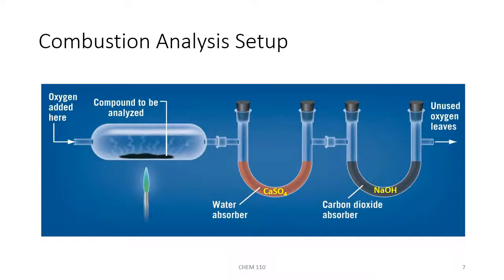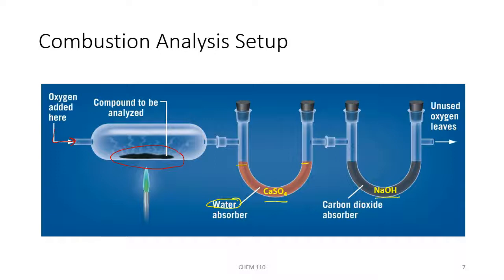A setup for this would look like we have our sample being burned in some chamber. There's an inlet source for oxygen. And we have two different things that can absorb either carbon dioxide or water. Calcium sulfate will be a dry compound that will absorb all the water that's formed. If we take a mass of the calcium sulfate in this tube before the reaction and take a mass of it after the reaction, the difference in mass will be how much water the combustion created.